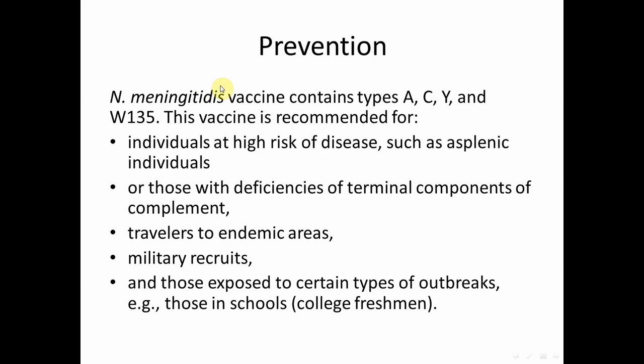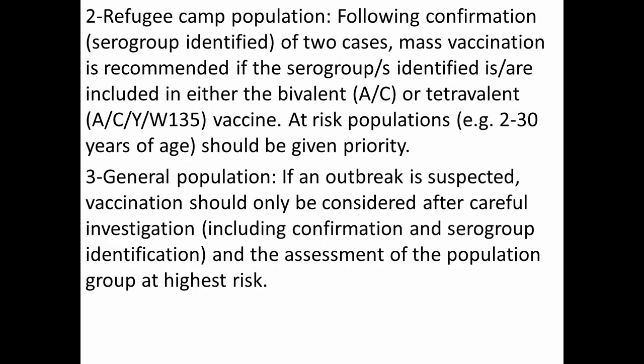Who needs to be vaccinated? Individuals at high risk of the disease, especially asplenic, if the spleen is removed, or those with deficiency in terminal complement component, immune deficiencies, travelers to endemic areas, military recruits, and those exposed to a certain type of outbreak, the school or nursery. Refugee camps are important, and even the general population when an epidemic is suspected.